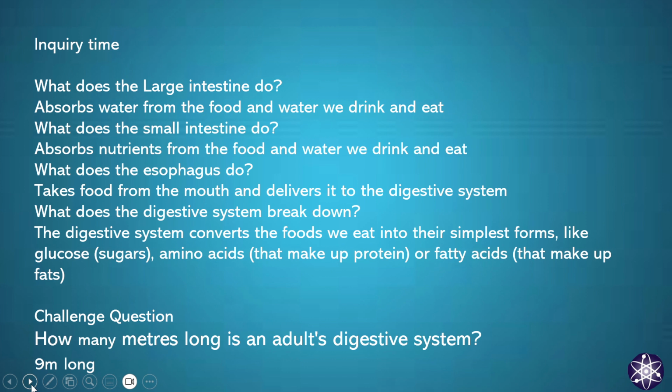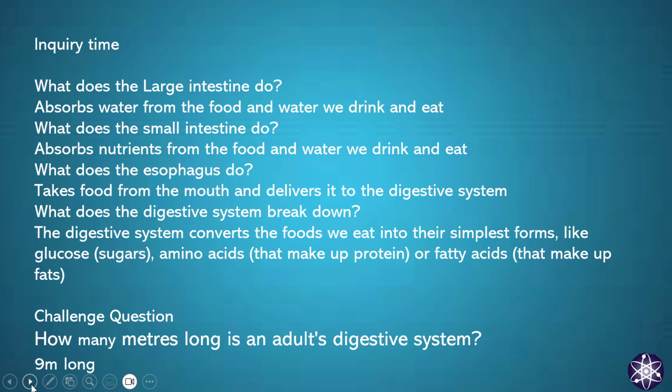Okay. Now, the large intestine absorbs water from the food and the water we drink and eat. The small intestine absorbs nutrients from the food. Like I said, the large intestine absorbs water from the food and water we drink and eat, whereas the small intestine absorbs all the nutrients from the food and water we drink and eat. Now, the esophagus takes food from the mouth. When you chew your food, you leave it in your mouth, and your esophagus takes that food out from the mouth and delivers it all the way to the digestive system.